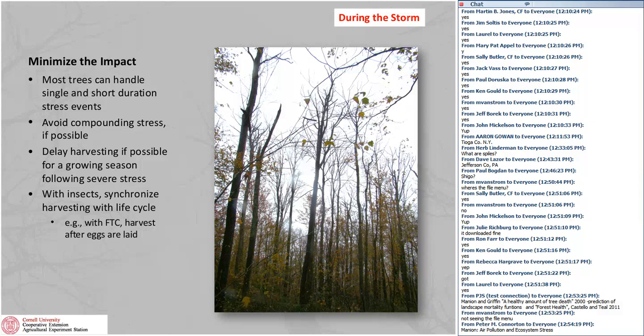As another example, you may want to synchronize your harvesting to take advantage of the life cycle of insects. For example, with forest tent caterpillar, you wouldn't want to be harvesting after the insects have come out but before they've laid their eggs, because then those egg masses are going to be concentrated on the residual trees. Instead, if you can delay the harvesting by a few weeks, you allow the eggs to be laid, and then whatever trees you harvest, you're removing those eggs from the forest stand.